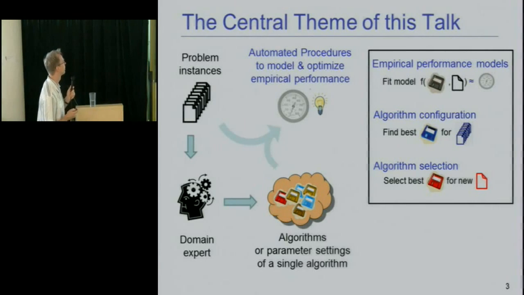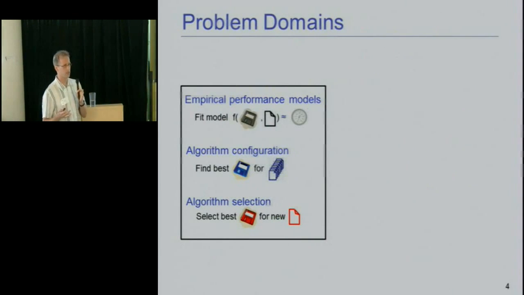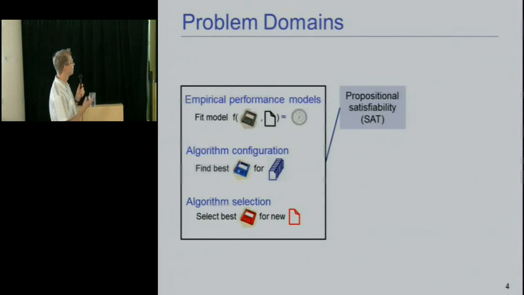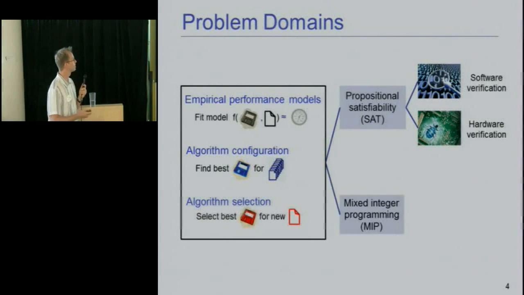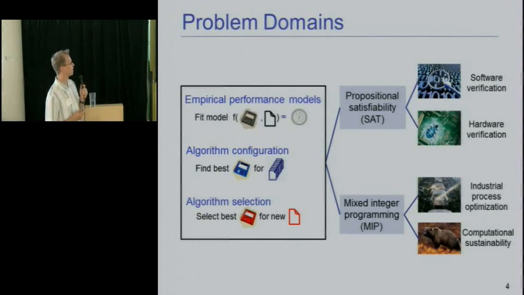It's very generic. Of course, in order to demonstrate that my methods work, I need to ground them in some applications. And today I'll talk about the propositional satisfiability problem, which is a core problem, of course, in computer science, and applications in software verification and hardware verification, and also about mixed integer programming, which is a very prominent NP-hard optimization problem that's used in industry a lot. And I'll talk about applications in industrial process optimization and computational sustainability.